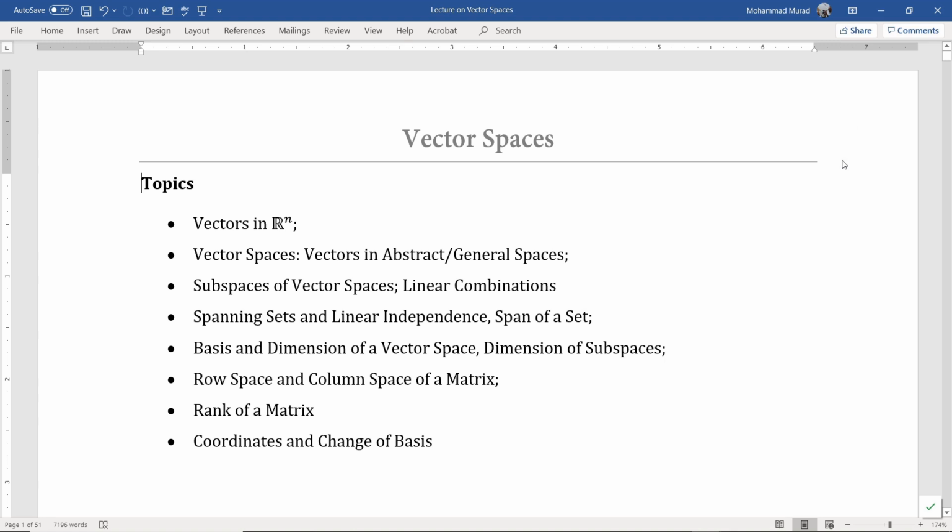Hello, welcome. In the previous week, we discussed vectors in Rn, vector spaces, subspaces of vector spaces, linear combinations, spanning sets, and linear independence and dependence, span of a set. In this part of the lecture, we are going to discuss basis and dimension of a vector space, dimension of subspaces.